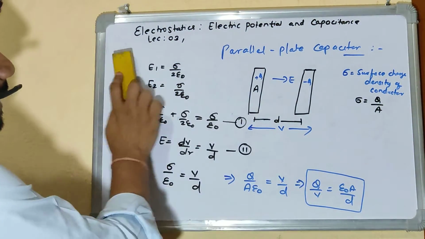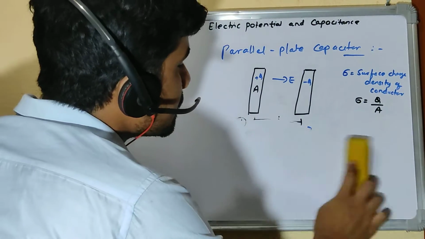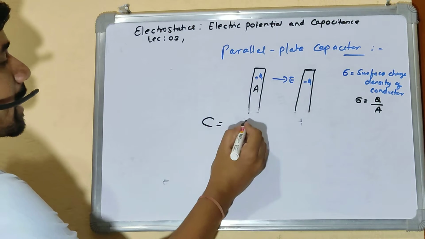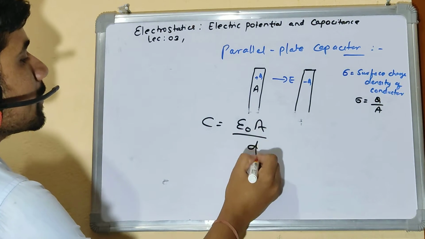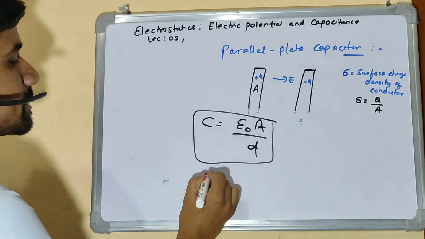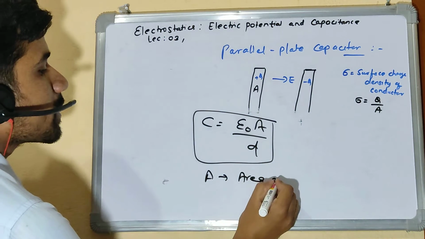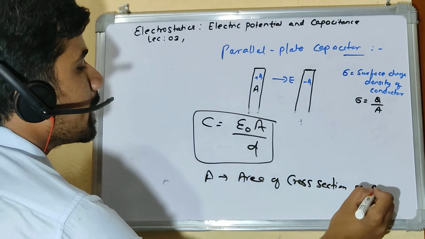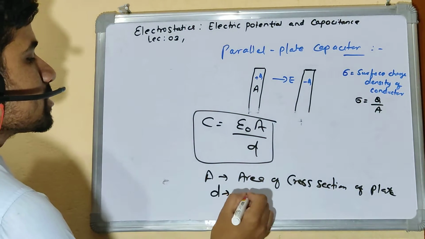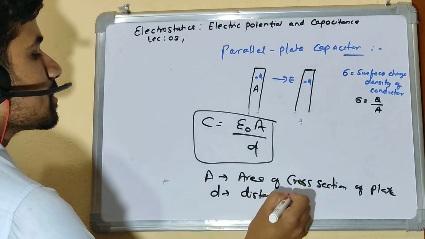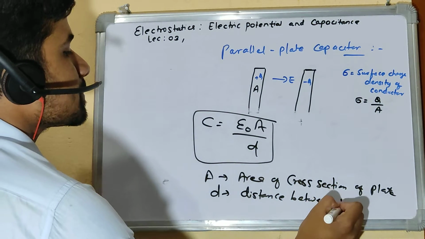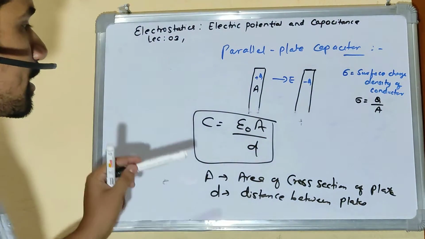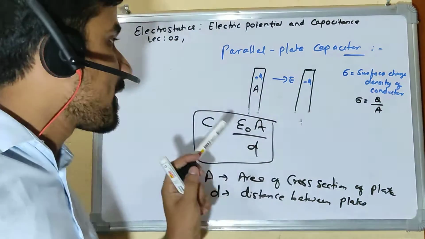So if C is the capacitance of a parallel plate capacitor, it will be given by epsilon naught A by d, right? Where A is the area of cross section of one plate only, and d is the distance between plates, right? You understood? This is the expression for the capacitance of a parallel plate capacitor.